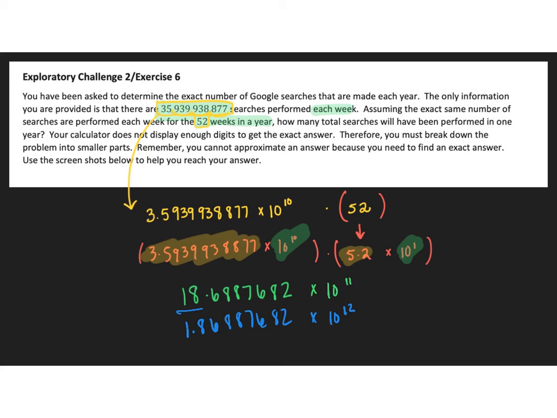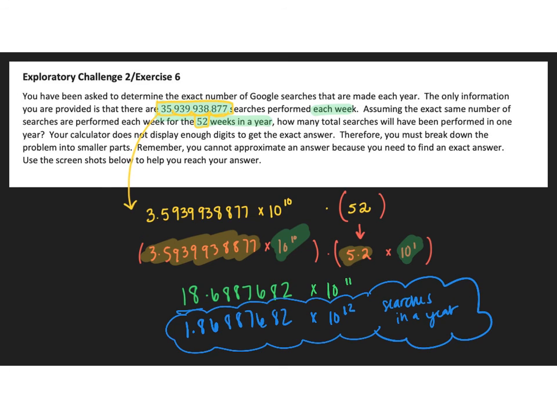Okay? So my final answer is how many Google searches are made in a year. This is my answer. And I'm not going to write that number out completely. If you wanted to, you could. You just move this decimal 12 spaces to the right, and you would get your actual number. Okay? Make sure you have it down before we move forward.